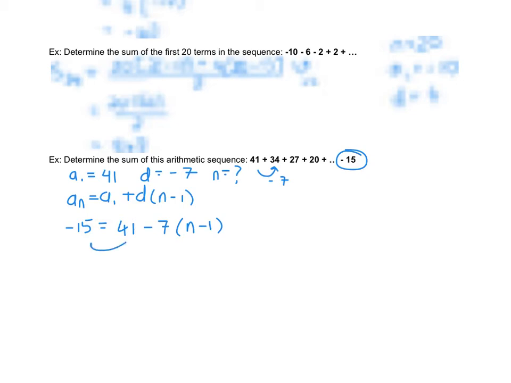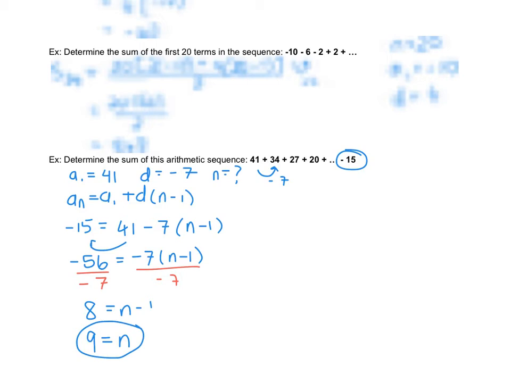So I'm going to bring the 41 over to the other side to get negative 56. Here, if you want, you can distribute the negative 7 in, or I'm just going to divide both sides by negative 7 to get 8. And then we can bring that negative 1 over to get 9 for n. So there are 9 terms in this sequence.